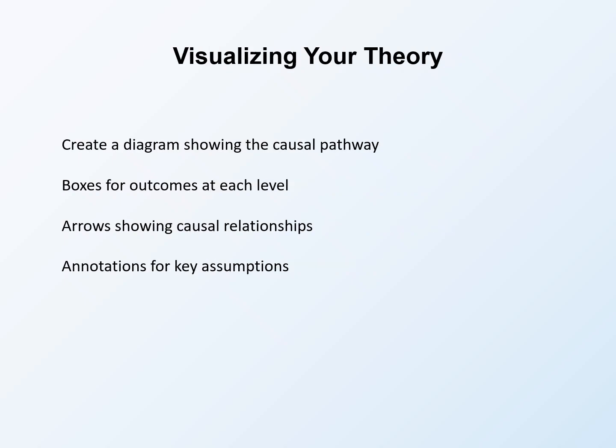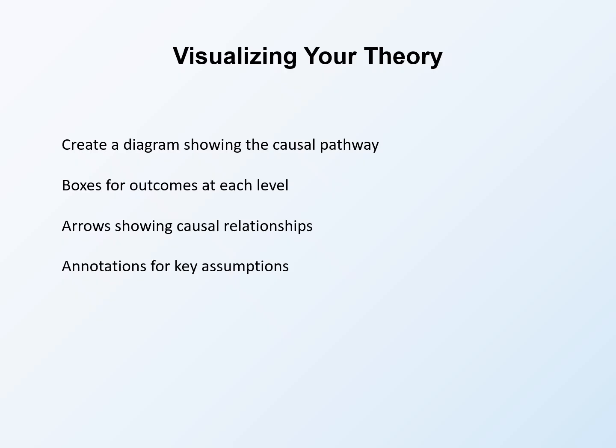A theory of change should be visualized, not just written in narrative form. Create a diagram showing your causal pathway. Use boxes for outcomes at each level: your activities, the immediate results, the intermediate changes, the ultimate outcomes. Use arrows to show causal relationships. If this, then that. The arrows represent your if-then statements.